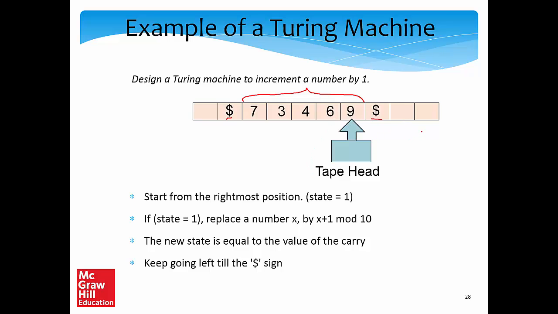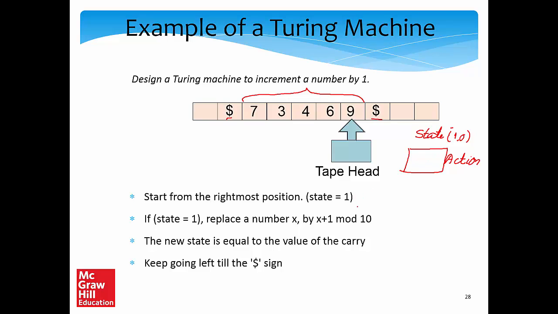So what we need to do is figure out two things. One is what would be the states that we keep in the state register, and how do we construct the action table. Well, let's have two kinds of states, 1 and 0. The state 1 basically means that we need to add 1 to the current digit that is under the tape head. So you can think of it as a carry. That 1 needs to be added, and 0 means that nothing needs to be added. So let's have only these two states, 1 and 0.